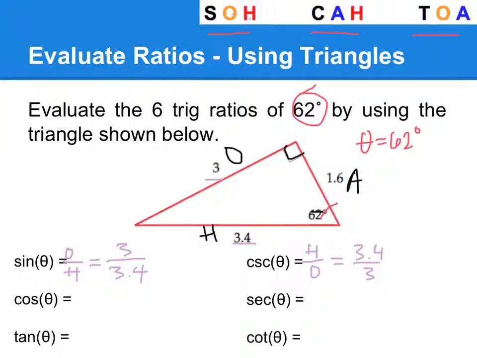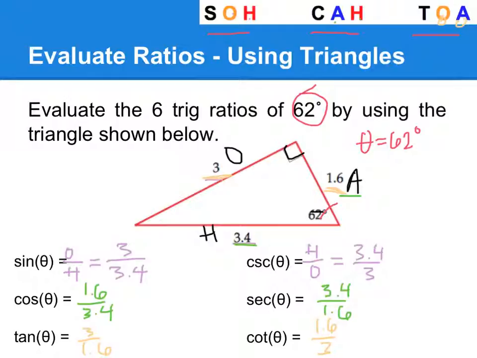Cosine is going to be adjacent over hypotenuse, so the adjacent is 1.6, the hypotenuse is still 3.4. Secant is just going to be the opposite of that. And last but definitely not least is tangent. Tangent is going to be the opposite over the adjacent. In this case, the opposite is 3, the adjacent is 1.6. Cotangent is going to be the other way around.